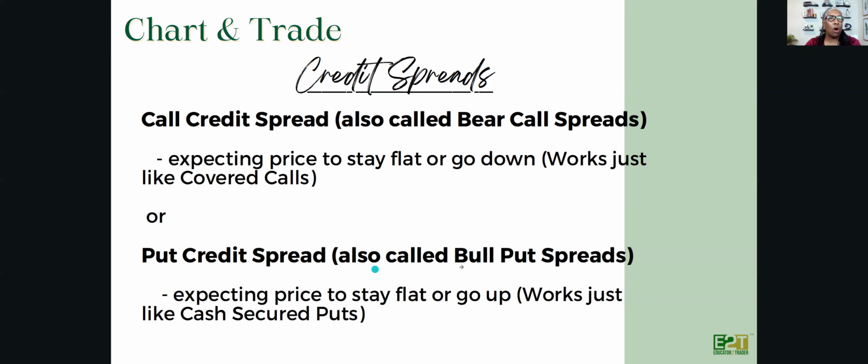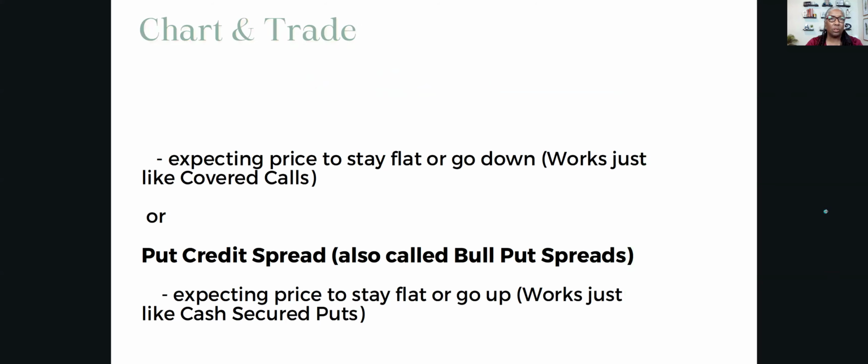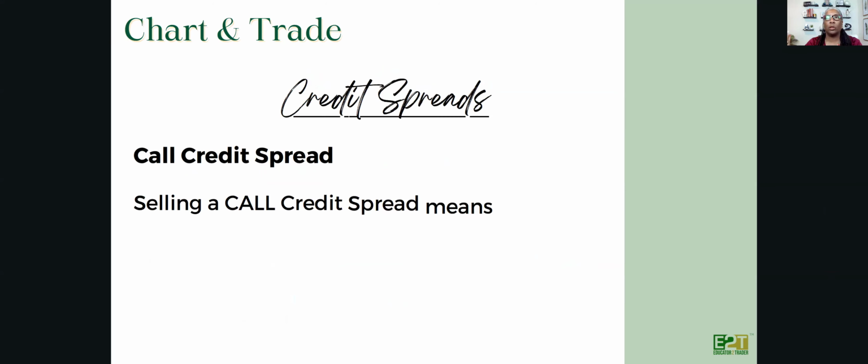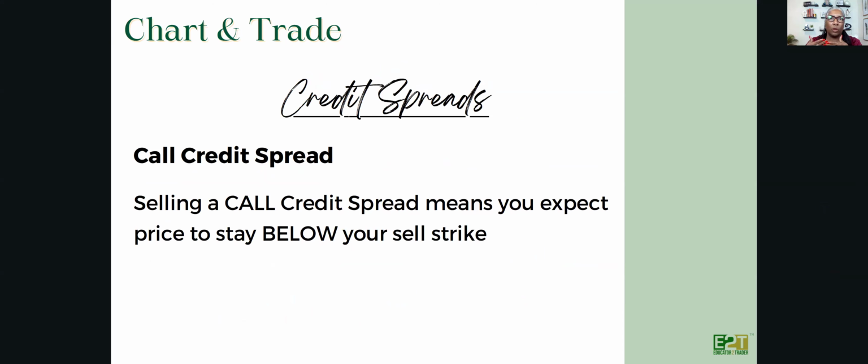Put credit spreads, also called bull put spreads. Bull meaning bullish, going upwards. You're expecting price to stay flat or to go up. These work just like cash secure puts. So in previous weeks we did just those individual legs, we sold puts, we sold covered calls. Now we're looking at making these into spreads. So that same thought process for the call credit spread is the same as covered calls, and put credit spreads are very similar to cash secure puts.